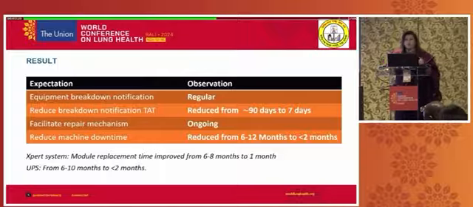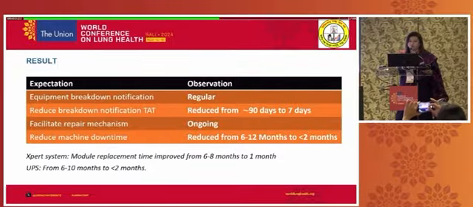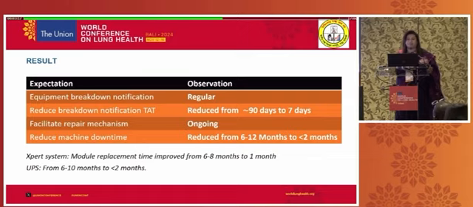As I have mentioned, we have four aims. Against those aims, what is the result of this implementation? Now we are getting complaint notifications on a regular basis, and it has reduced the breakdown notification turnaround time from 90 days to 7 days. It was 90 days because, as I showed you in the laboratory hierarchy, if any equipment goes down in peripheral labs, they notify the district level, then the divisional level, then headquarters. It took a long time previously, but now it is within 7 days.